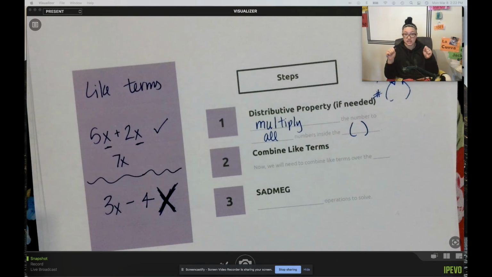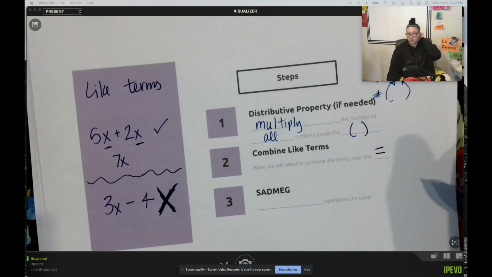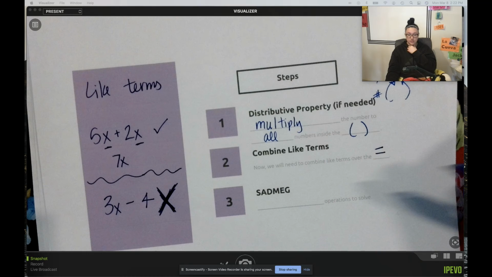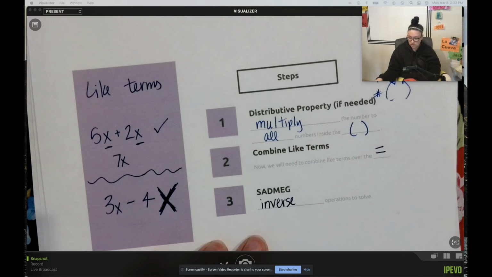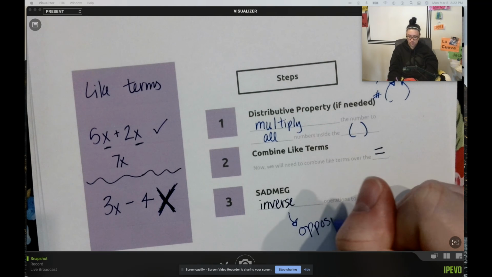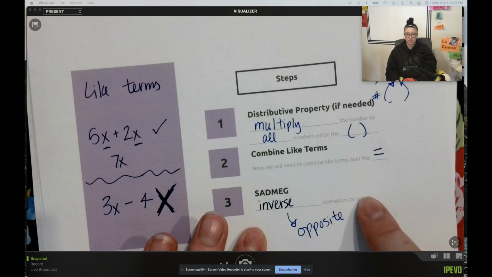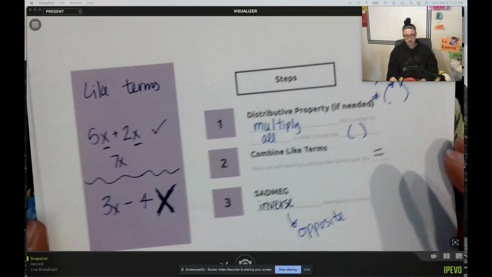After you've combined like terms on each side, then we combine our variables over the equal sign. Combine your variables and your constants over the equal sign. Then go through SAD and MEG, those inverse operations to solve. Remember, inverse means opposite. Looking at your test from equations with variables on both sides, a lot of people recognized, I need to get rid of this number first. But if I was adding in the problem, they had accidentally added on both sides instead of doing the opposite, which would be to subtract.